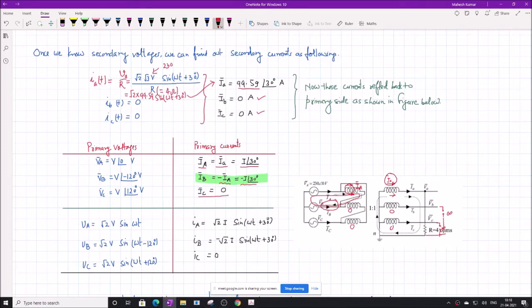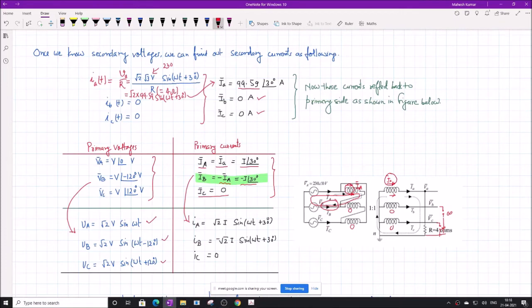Okay. Now once we know these primary currents and we know the primary voltages here, then we can find out the powers and the corresponding current components. So these voltages are reflected in terms of the time domain. Similarly, currents in time domain: IA becomes root 2 I sin(omega t plus 30 degrees), and IB equals minus root 2 I sin(omega t plus 30 degrees). IC is 0. And these are the time domain expressions for the primary side.